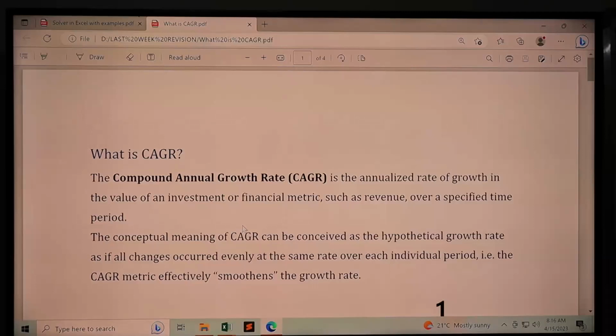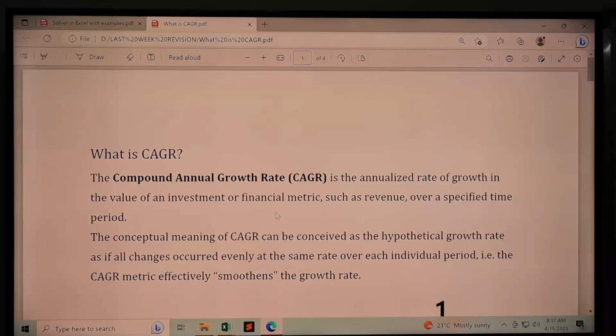So as we share these worksheets, we say that the compounded annual growth rate is actually an annualized rate of growth, meaning that it's supposed to be computed based on annual, that is on annual basis. We check the number of time in terms of years. So the concept of this is actually generated the values in investment or financial metrics, such as revenue over a specific period of time that you use to compound it.